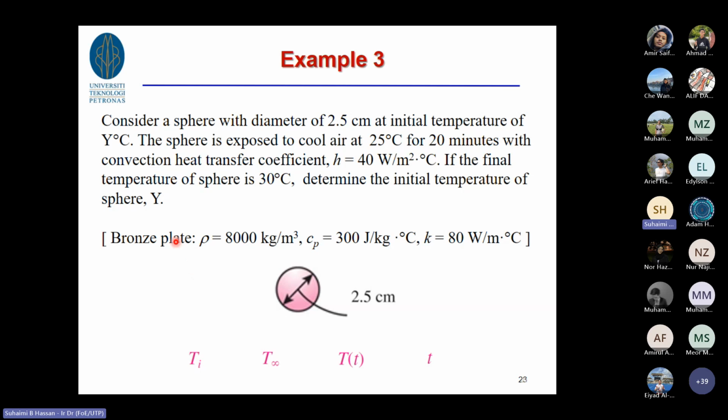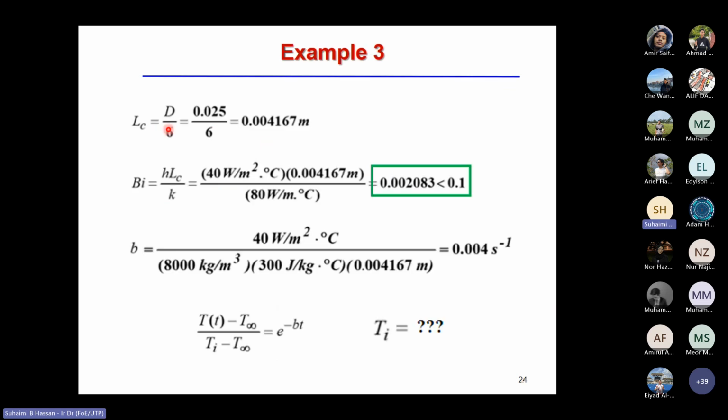So we have the plate density, CP, K, then the TI is the thing we need to determine. The ambient is given, TT is given, T is given. All right. We go for the LC, which is 0.004167. Calculate the Biot number, h LC over k. You got 0.002083, which is less than 1. Okay, I missed here. You have to put a statement.